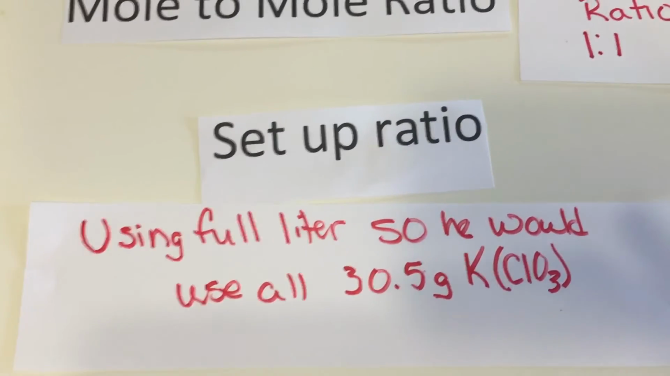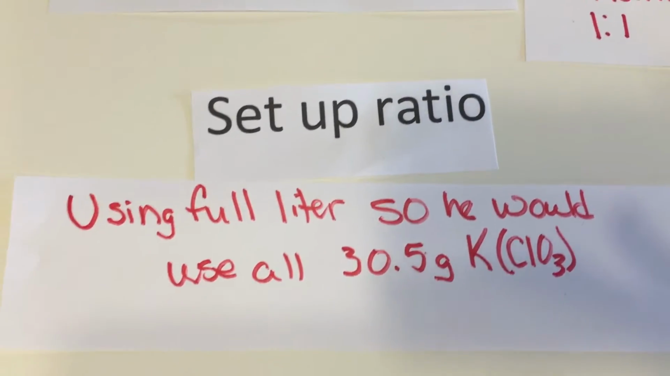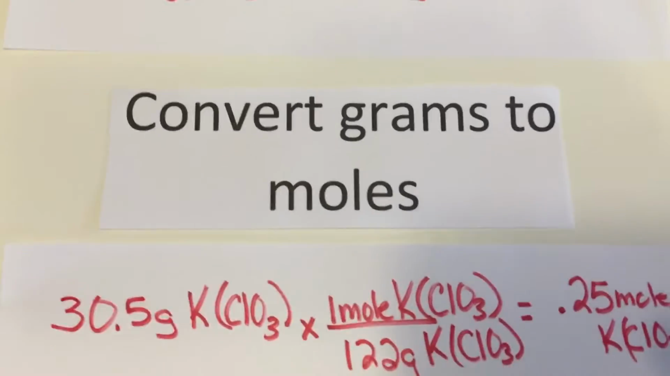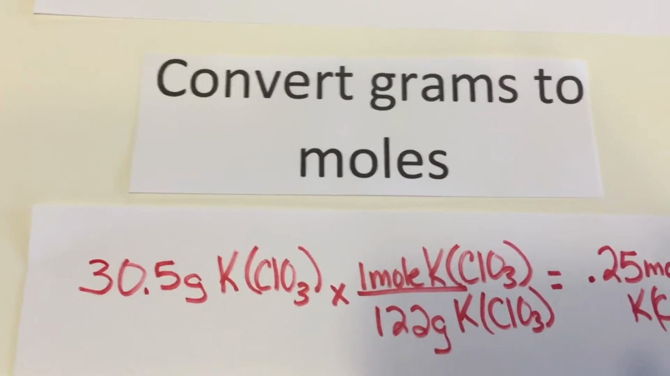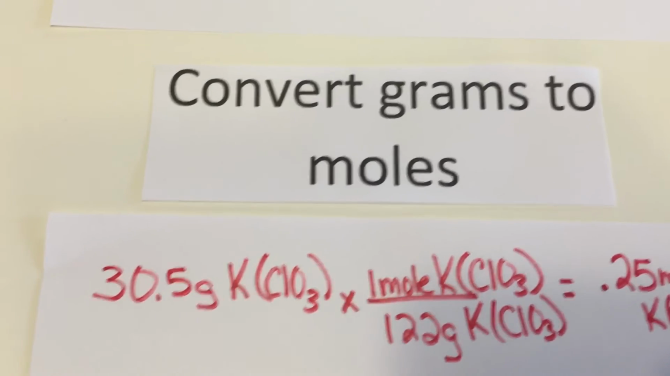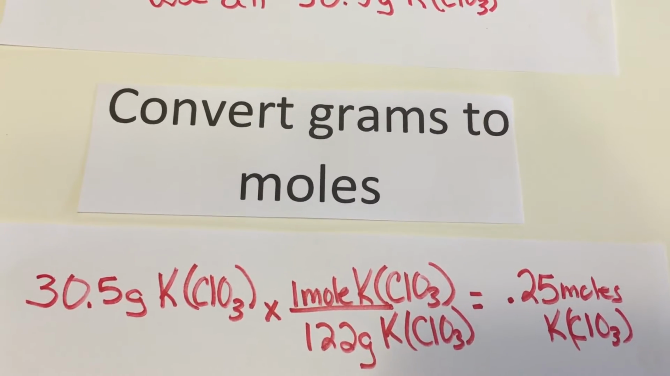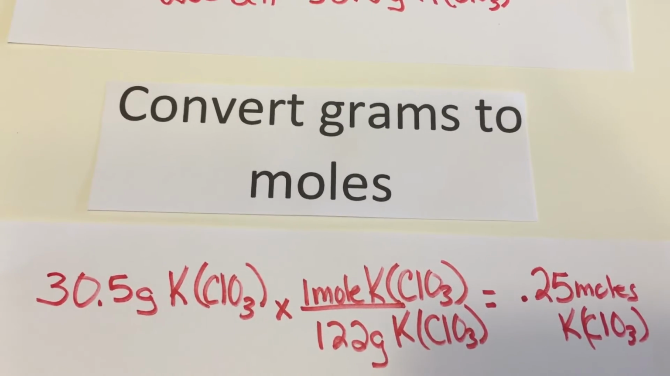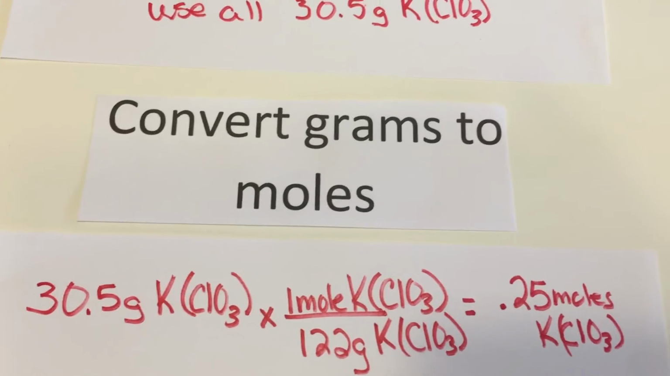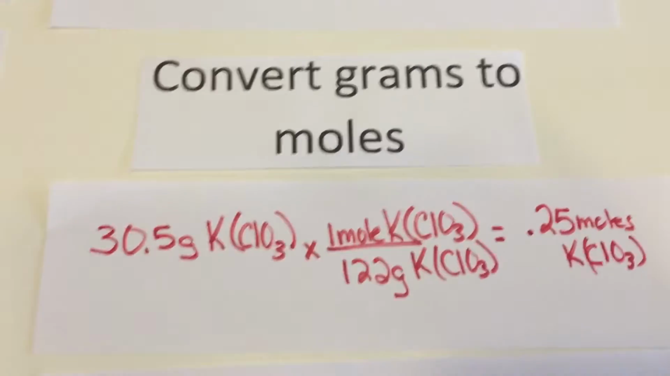Okay, setting up the ratio. This one was easy because he used the full liter, so he used all of the 30.5 grams of potassium chlorate. Then we're going to convert our grams to moles. So you start off with 30.5 grams of potassium chlorate, multiply it by the formula weight, 1 mole over 122 grams. So your grams cancel, and you get 0.25 moles of potassium chlorate.